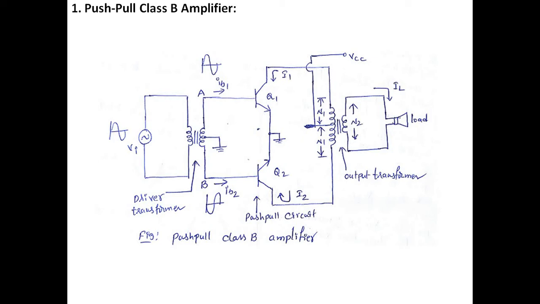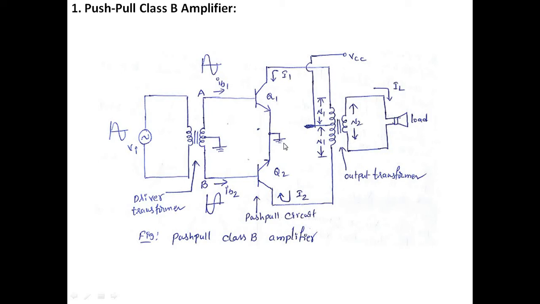Each transistor functions for only one half cycle. You apply the positive half cycle, this end becomes plus and this minus, this plus and minus. For the positive half cycle, Q1 turns on and Q2 turns off. As a result, this is VCC, and we have a current flow through this winding, and the current will flow through this.